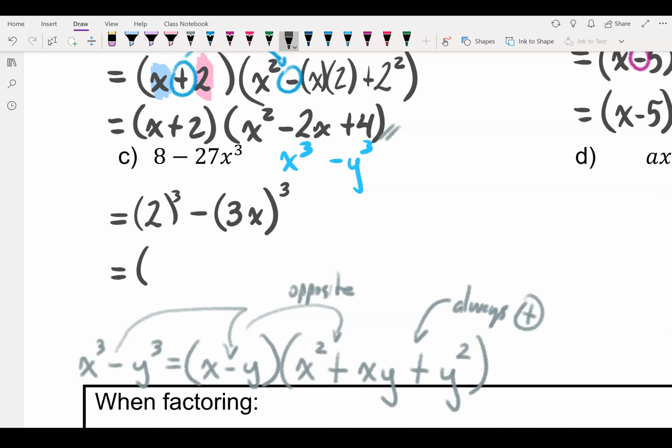Let's put it all together. 2 minus 3x. First one squared is 4. 2 times 3x is 6x. And then y squared, or 3x squared, is 9x squared. And then this question's done.